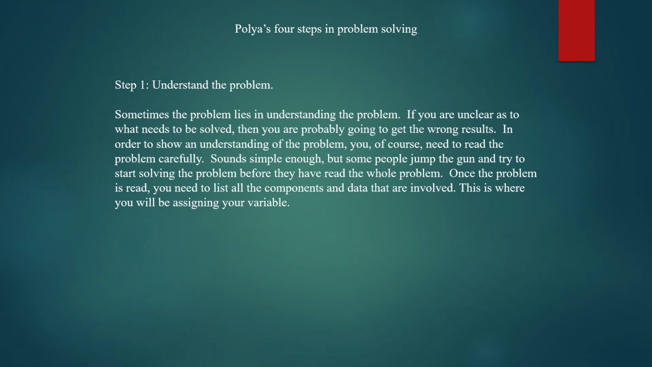Polya's 4 steps in problem solving. Step 1. Understand the problem. Sometimes the problem lies in understanding the problem. If you are unclear as to what needs to be solved, then you are probably going to get wrong results. In order to show an understanding of the problem, you, of course, need to read the problem carefully. Sounds simple enough, but some people jump the gun and try to start solving the problem before they have read the whole problem.